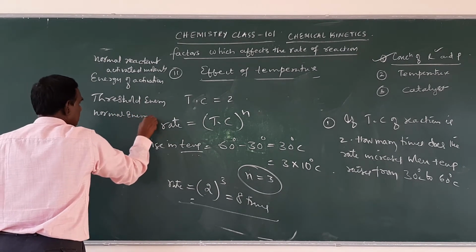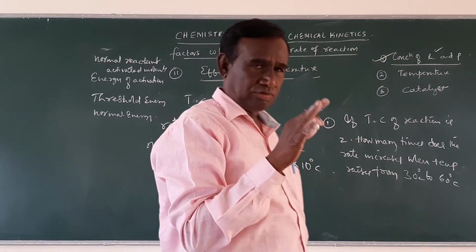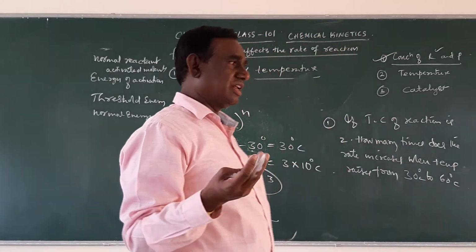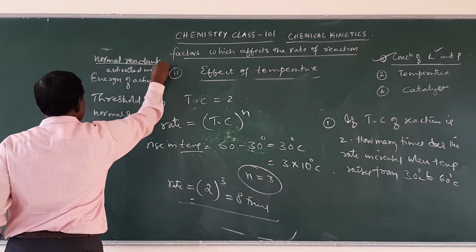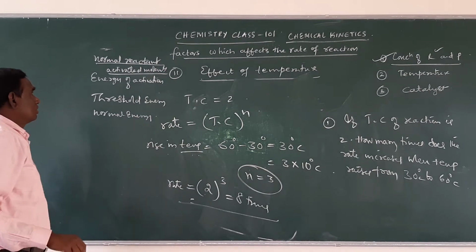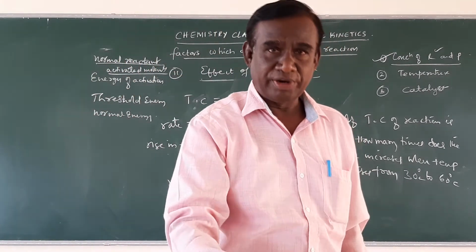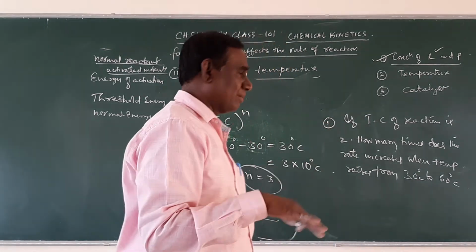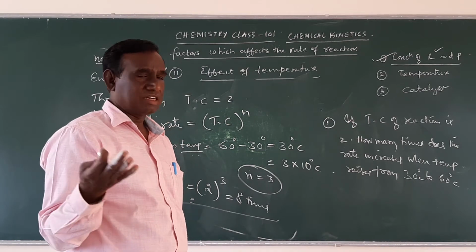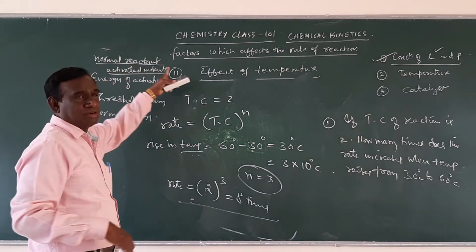So generally, the reactant molecules are of two types: normal reactant molecules and activated molecules. Normal reactant molecules will have normal energy at normal temperature, at lab temperature. But when the temperature increases, the normal reactant molecules absorb energy and become activated. Therefore, they are called activated molecules.